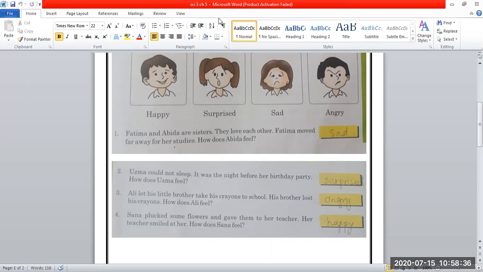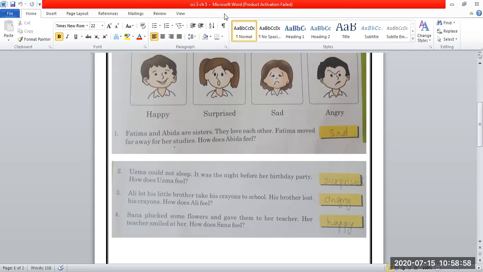So the third situation is that Ali let his little brother take his carry-ons to school. His brother lost his carry-ons. How does Ali feel? Angry. So, angry. Yes. You can write angry on it.